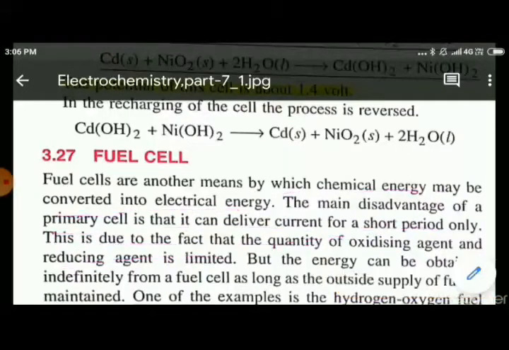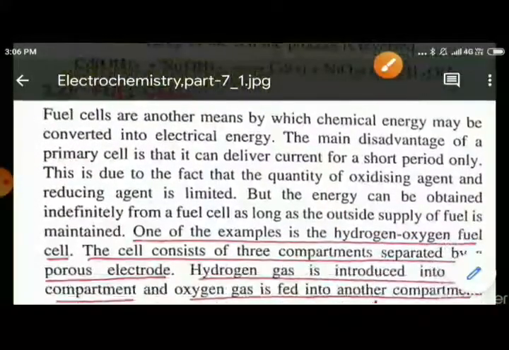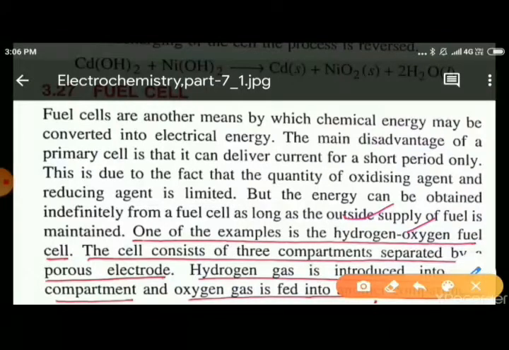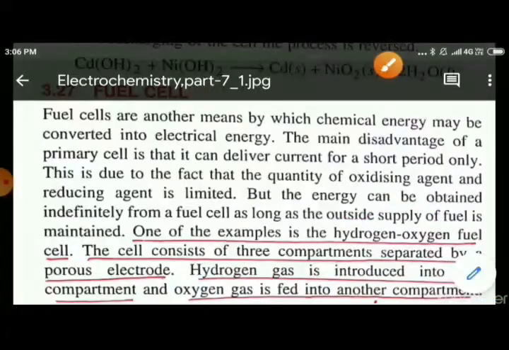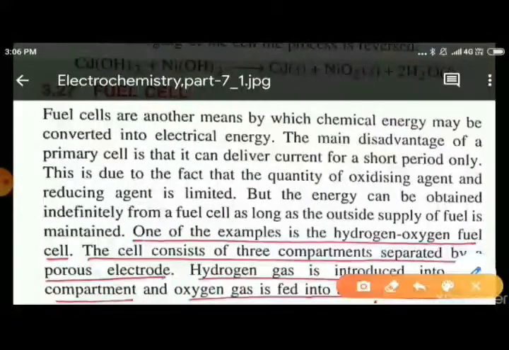This is due to the fact that the quantity of oxidizing and reducing agent is limited. But in the case of a fuel cell, it is not so. If fuel, like in the case of the hydrogen oxygen fuel cell, hydrogen and oxygen, is supplied, then it gives continuous electrical energy, generated in the fuel cell after the combustion of hydrogen and oxygen. So one of the examples is the hydrogen oxygen fuel cell.